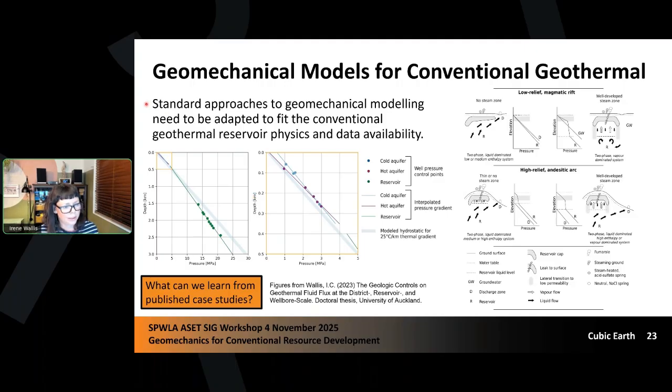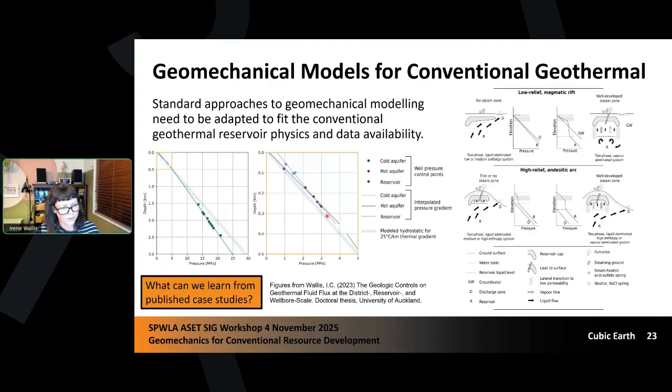On the left-hand side here, the little green dots each represent a well. There is one point on a well pressure profile that actually relates to the reservoir pressure, and that's called the pressure control point, because as the well is cooled or heated, the pressure profile inside the well pivots around that point. When you have multiple wells, you can then interpolate what the reservoir pressure is from this. In this case, we have a deep reservoir, and then we also have a cold, shallow aquifer and a hot, shallow aquifer.